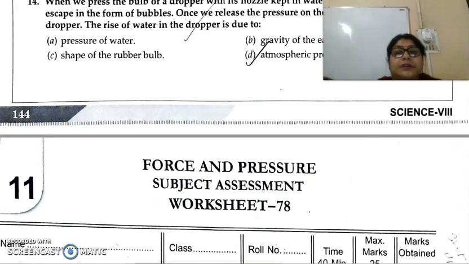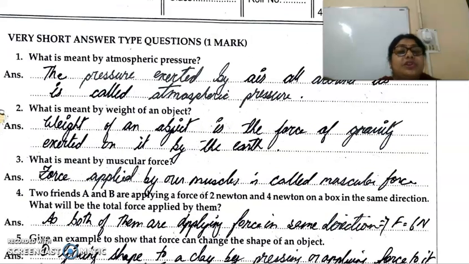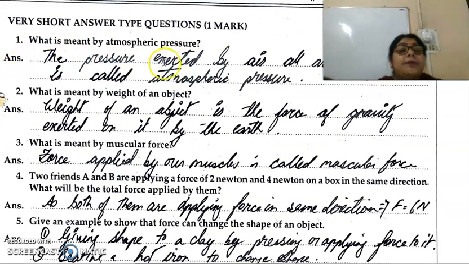Next you can see there are some question answers like what is meant by an atmospheric pressure? The answer is already given. You have already got the answer in the question bank. What is meant by the weight of an object? Weight of an object is the force of gravity exerted on it by the earth. This you need to write. What is meant by muscular force? This one also you have written. Force applied by our muscles is called muscular force.